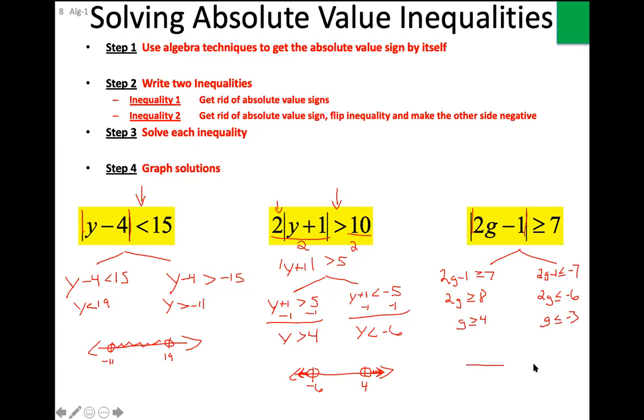Okay. Graph, big one on the right, that's 4. Small one on the left, that's negative 3. It looks like there's a closed circle on both. And I'm going to read it. G is smaller than negative 3. Oh, it's going to be another or, but bigger than 4.